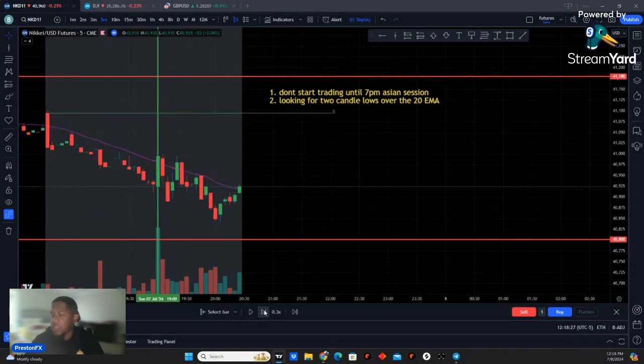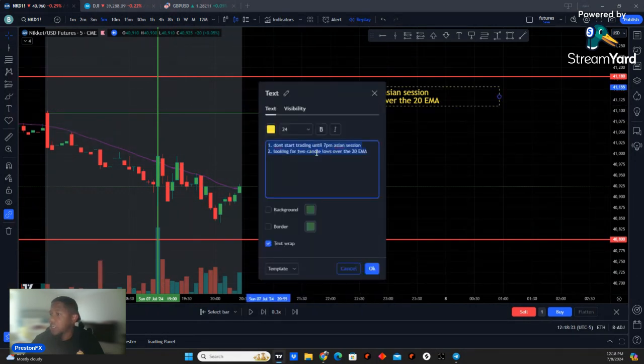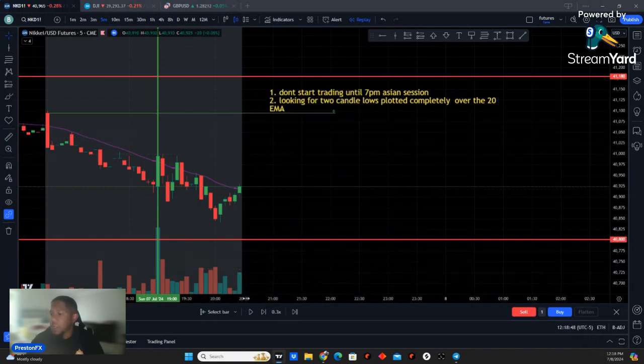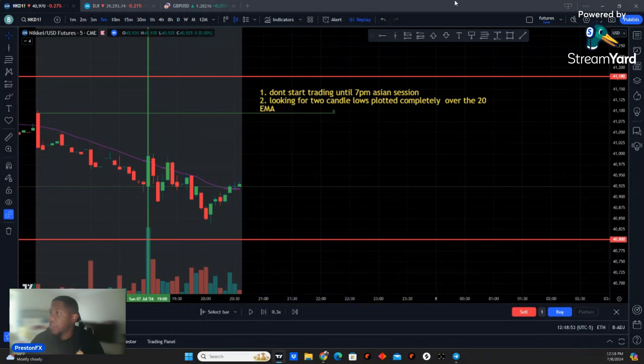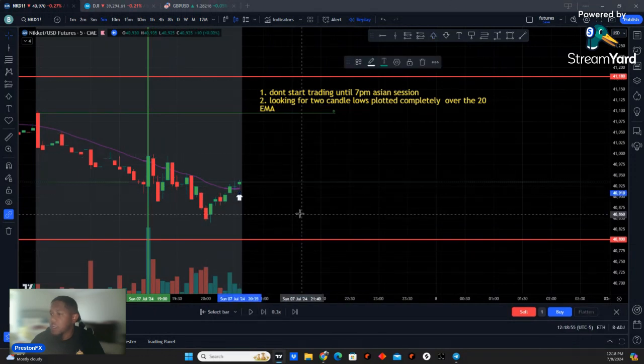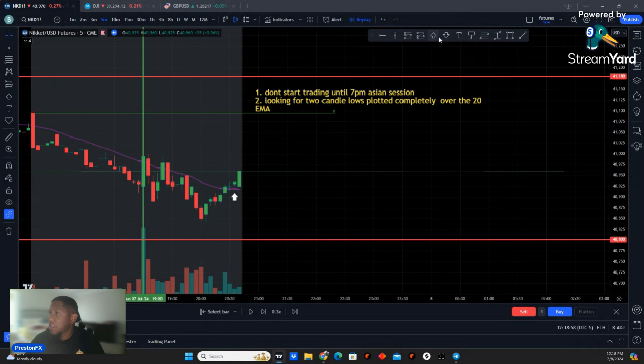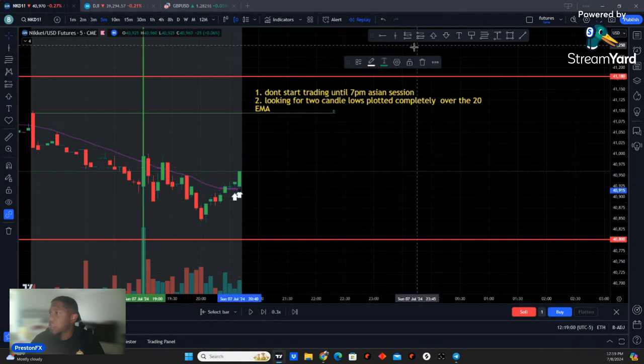So we got 1. Didn't completely break over. Let me do this. Looking for 2 candle lows. Plotted. Completely over the 20 EMA. All right, let's go. Nope. Okay, we got the 1. And we got 2. Boom. Into the trade.